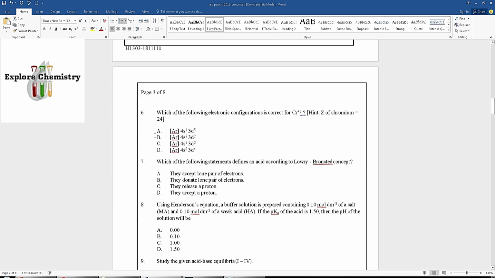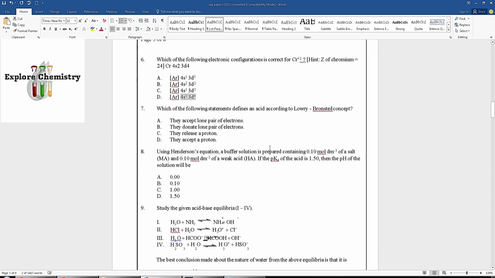Number 6, which of the following electronic configuration is correct for chromium plus 2? Atomic number of chromium is 24, so chromium atom electronic configuration will be 4s2 3d4 for 24 electrons. But when 2 electrons have been removed, these 2 electrons will be removed from 4s, so 4s will become 0. Option D is the correct answer, 4s0 3d4.